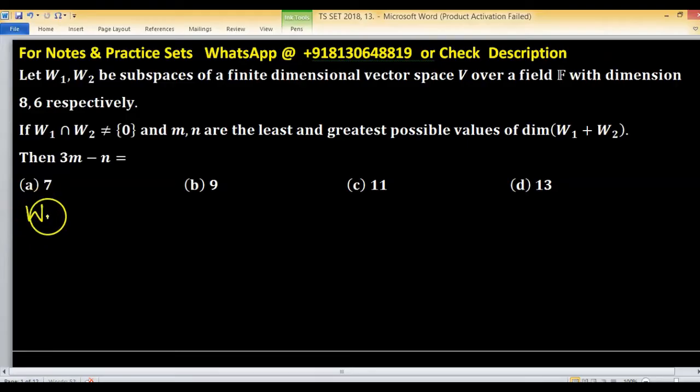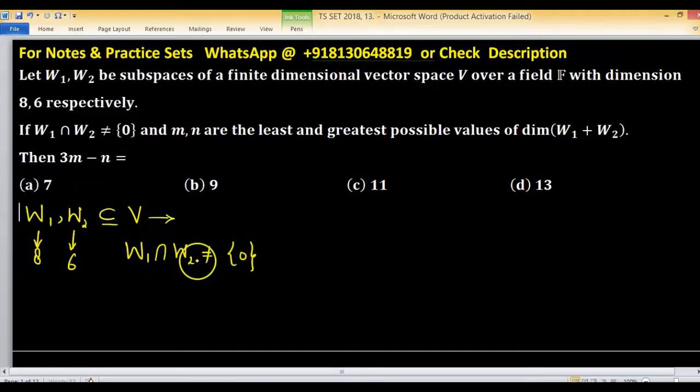In this given problem, W1 and W2 are two subspaces of vector space V, and V is a finite dimensional vector space over field F. Dimension of W1 is 8 and dimension of W2 is 6. If W1 intersection W2 is non-zero, it means some non-zero elements are contained in the intersection, so the dimension of this intersection is surely greater than 0.